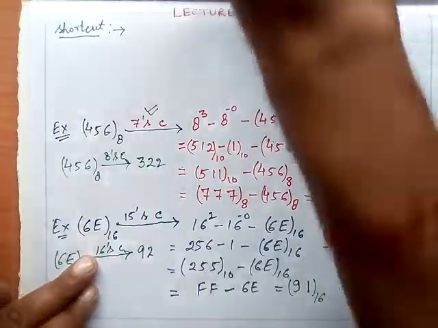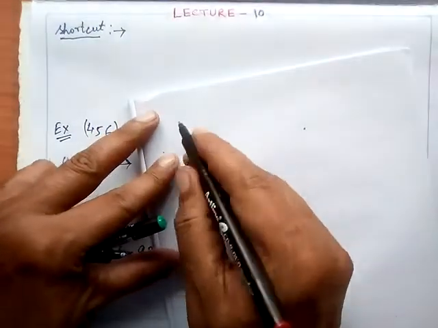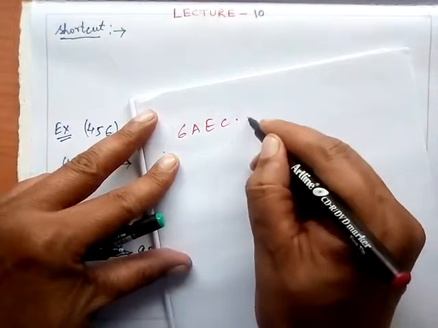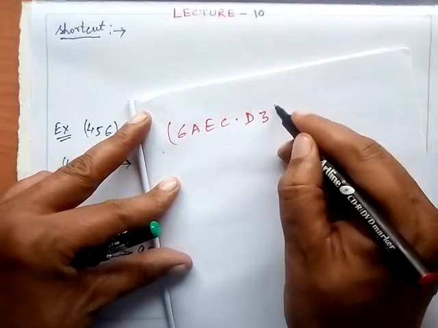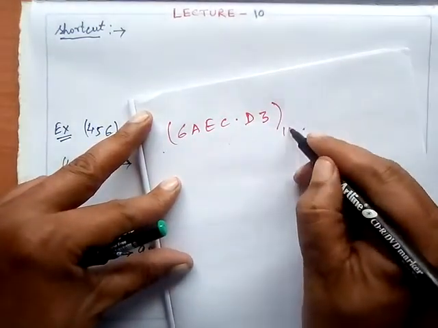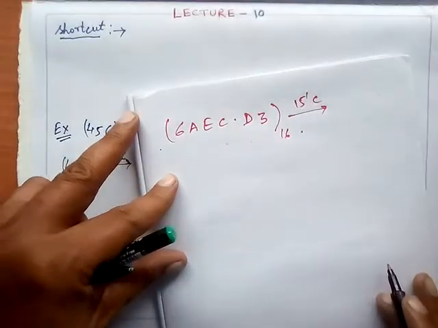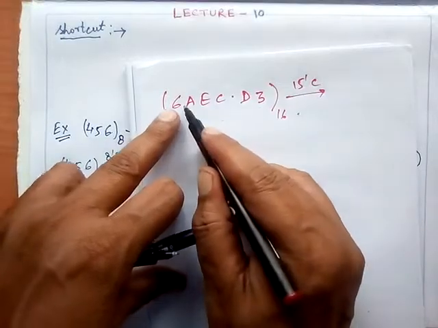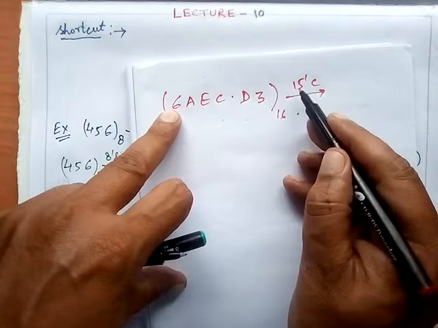Similarly, suppose you have a hexadecimal number 6AEC.D3 in base 16. I say find its 15th complement. Now how to find the 15th complement of this number? Just see what I do. I subtract every digit from 15.